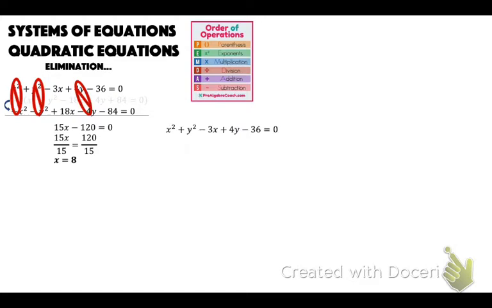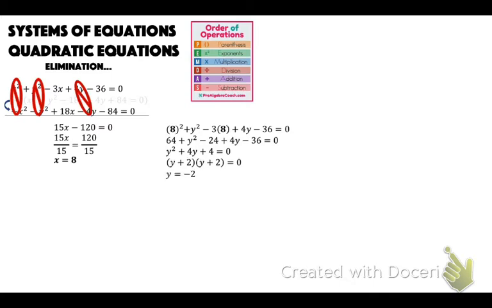Now we're just going to plug it into this equation. So we have 8 squared plus y squared minus 3 times 8 plus 4y minus 36 equals 0. So that's 64 plus y squared minus 24 plus 4y minus 36 equals 0. So that's y squared plus 4y. 64 minus 24 minus 36 is 4 equals 0. Factors to y plus 2 and y plus 2. So that means y equals -2. So our only answer here is 8 comma -2.